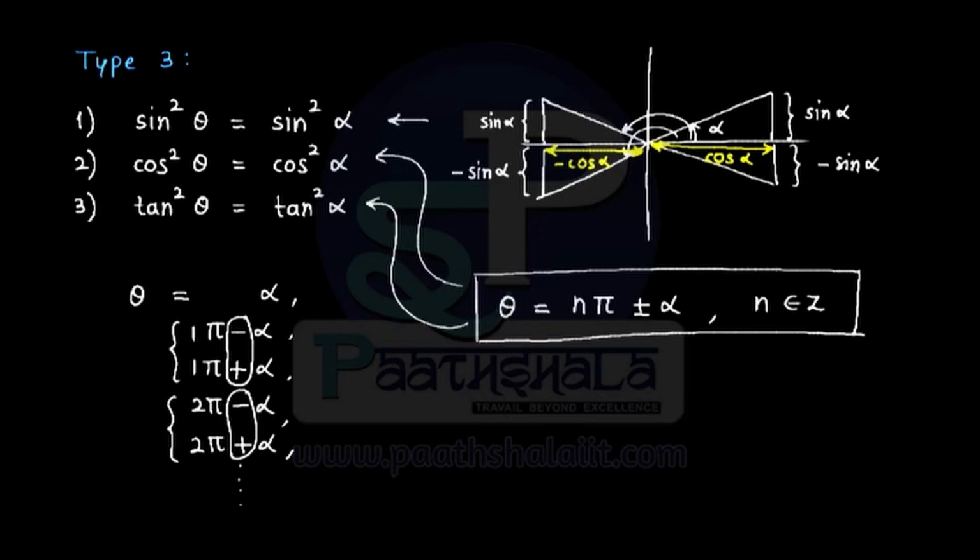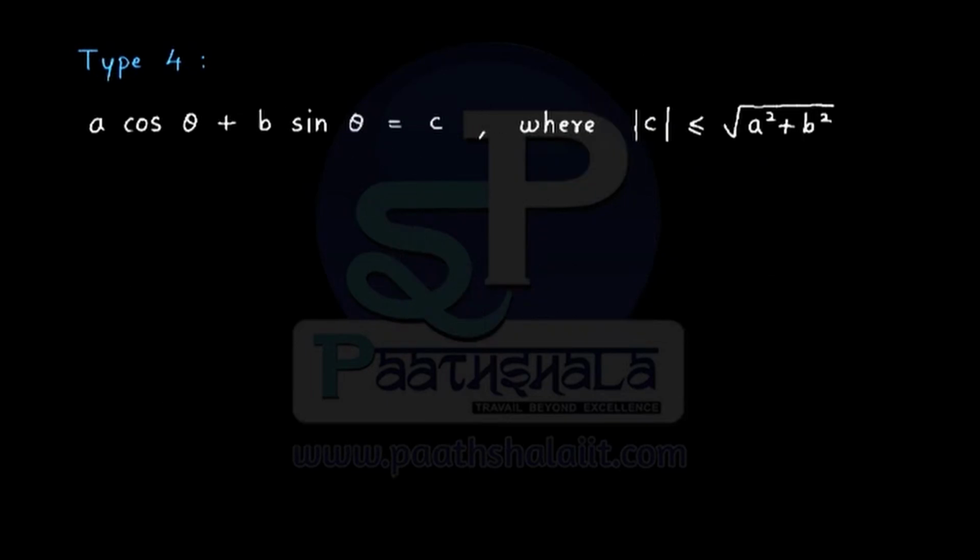Let's move on to the next type, that is type 4. Now here we have to consider a single equation as shown here, that is a cos theta plus b sin theta equal to c, where absolute value of c is less than or equal to root of a square plus b square, and a, b, c are basically nothing but some real numbers, right? So with that we have to solve this particular equation.